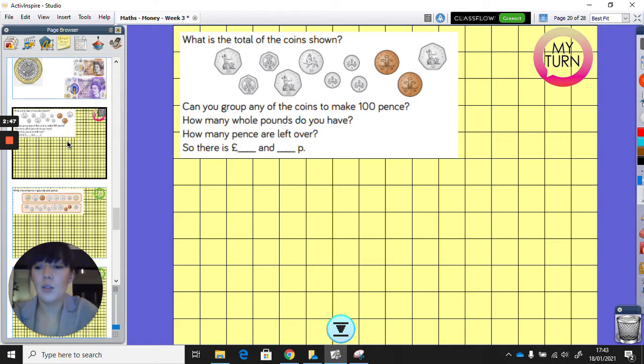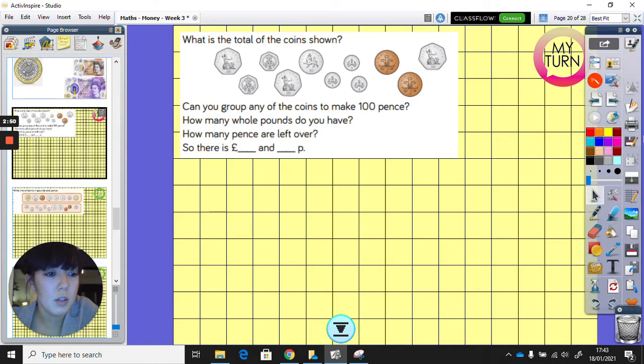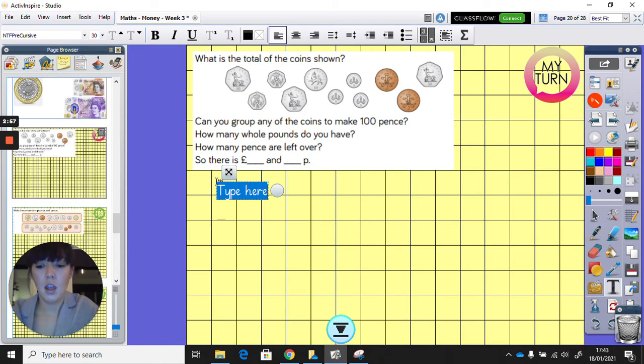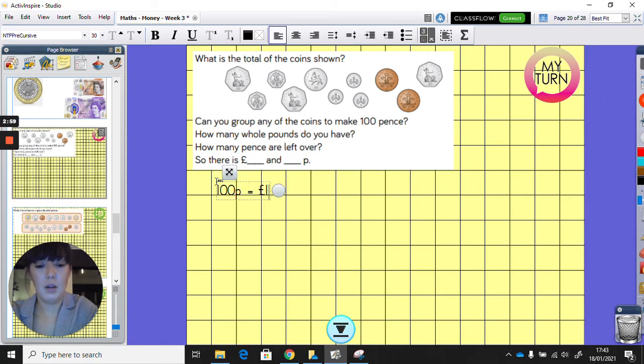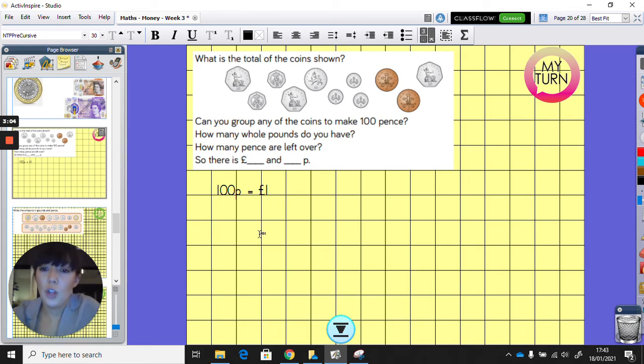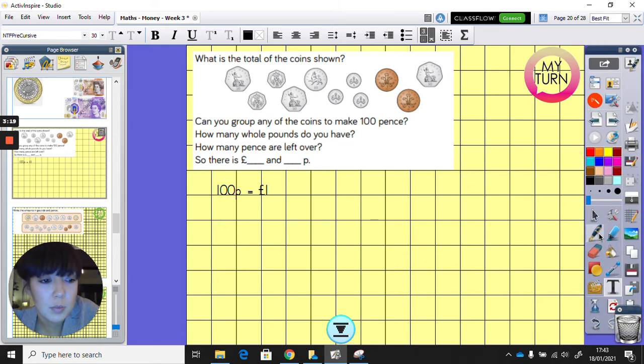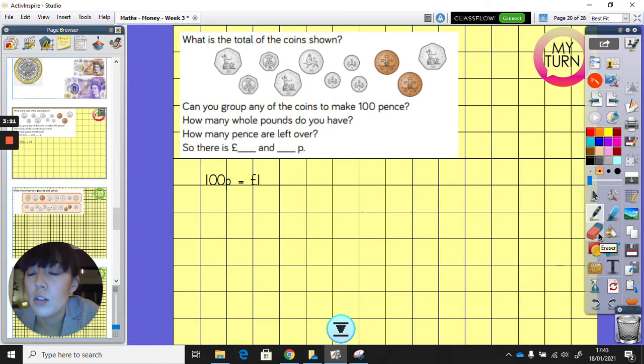The first thing you're going to do is make 100p, because remember, what is 100p? It is £1. So I'm going to write that down to remind myself: 100p equals £1. We're going to try and make groups of 100. So let's think about our number bonds to 100. By thinking about our number bonds to 100, we just need to know our number bonds to 10, which we all know. Once you know your number bonds to 10, you know your number bonds to 100.